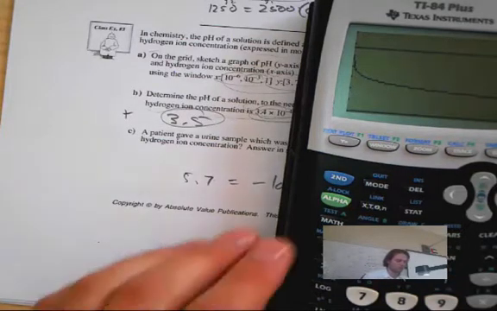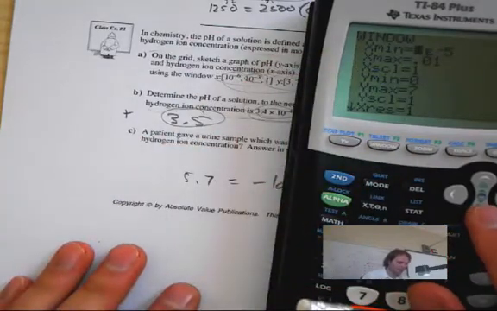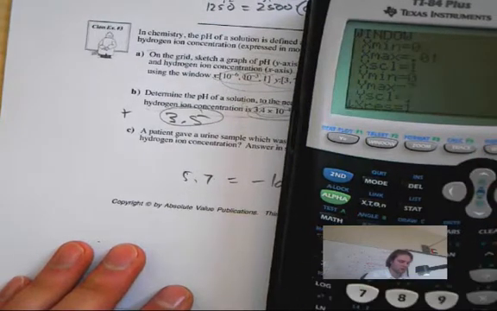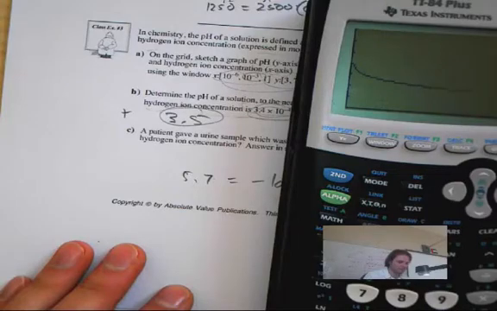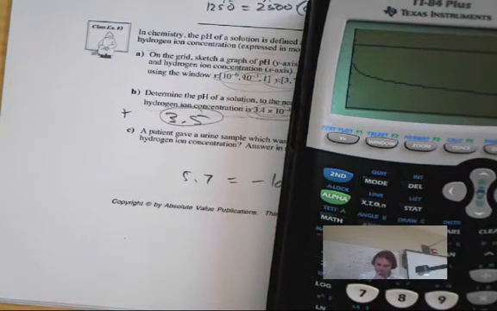Oh, my tracing is way up there, so I'm going to change my window again, and my x min, I'm going to put at 0, and I'm going to graph it. There we go. 5.7.